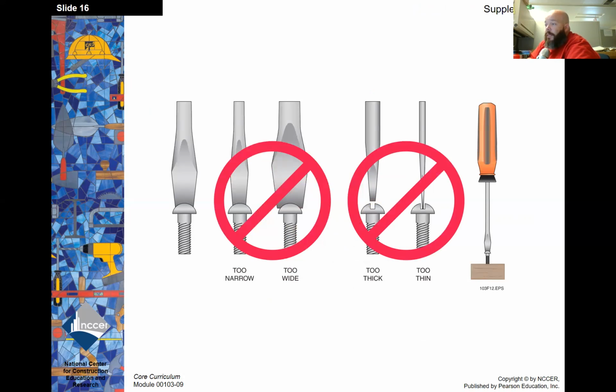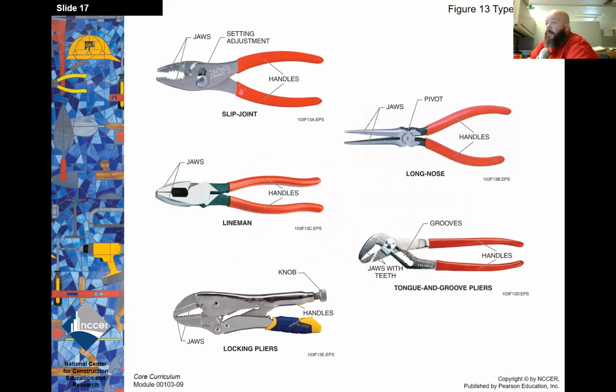With slotted screws like this, having the wrong size screwdriver can really damage the head of a screw or completely destroy the screw to where you can't get it out. So it's important to have different size screwdrivers. And this is also true with Phillips head. They have different sizes, number 1, 2, 3, 4, and so on, with number 2 really being the most common in construction. Okay, some different types of pliers here.